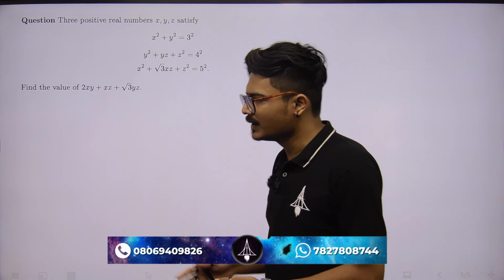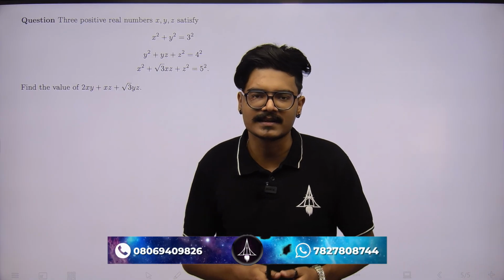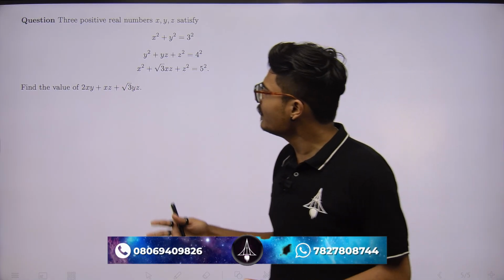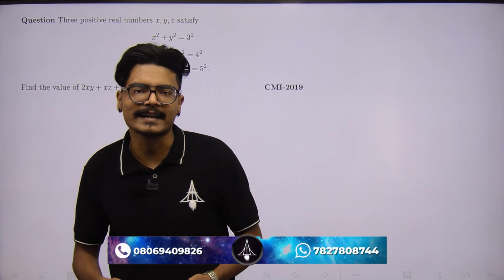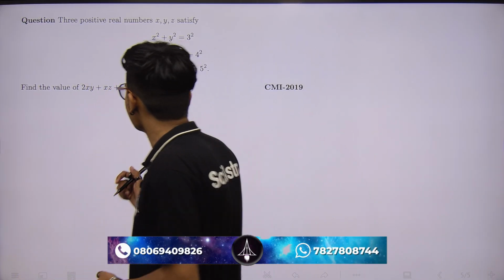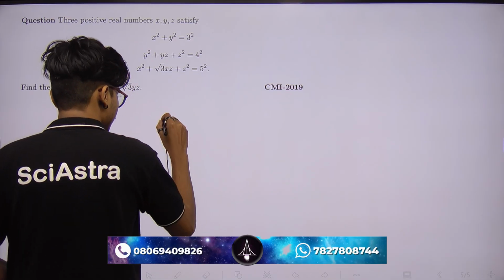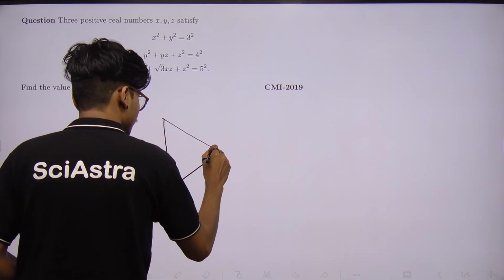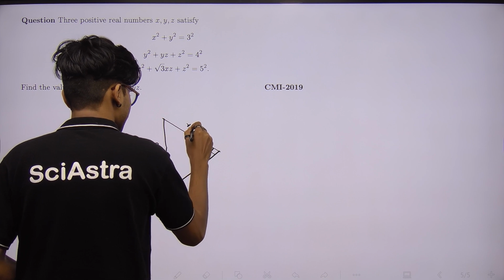So from the first equation we can say that if x square plus y square is equal to 3 square, then we can always construct a right angle triangle with side lengths x, y and 3. So let's start off by doing that. So suppose this is 3. We get our right angle triangle with side lengths x and y.